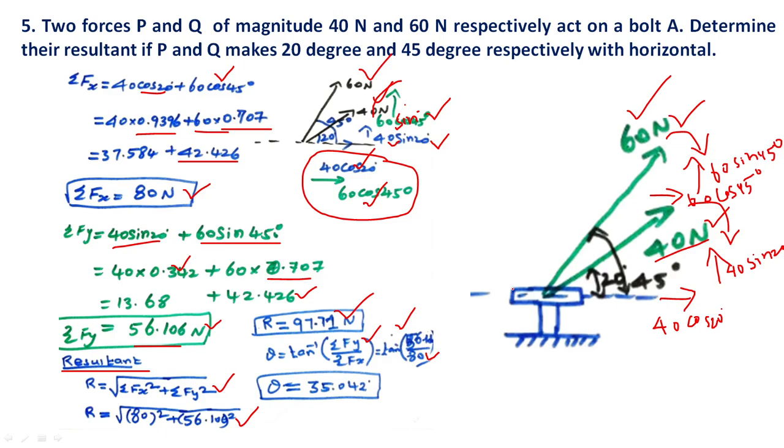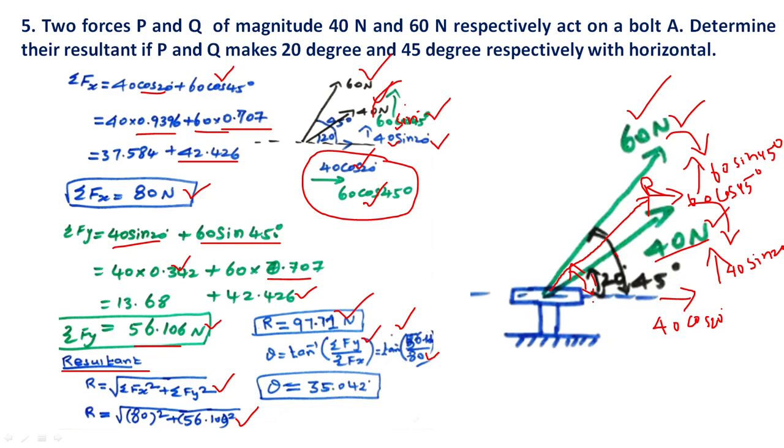So where is the resultant force? It is acting at about 35°. Here this is 20 and this is 45, so 35° falls in between the 40 and 60 Newton forces. So the resultant force of 97.7 Newton acts at an angle of 35.042° from the horizontal axis.